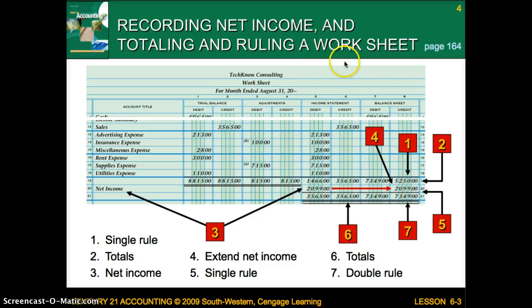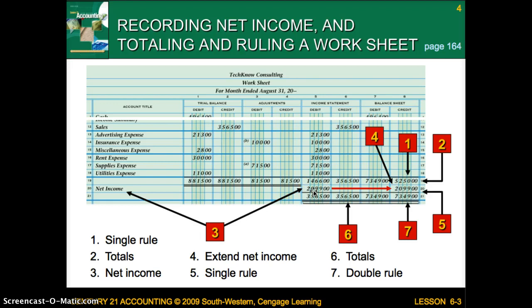Recording net income and totaling and ruling a worksheet. Again, single rule. The second thing you'll do is your totals. So you'll take your income statement debit and credit and your balance sheet debit and credit totals. Then you'll find your net income, which would be the difference of these two numbers. Your net income or net loss number should match.